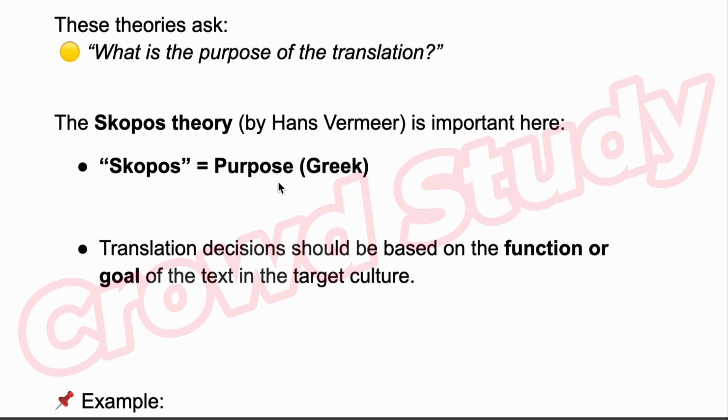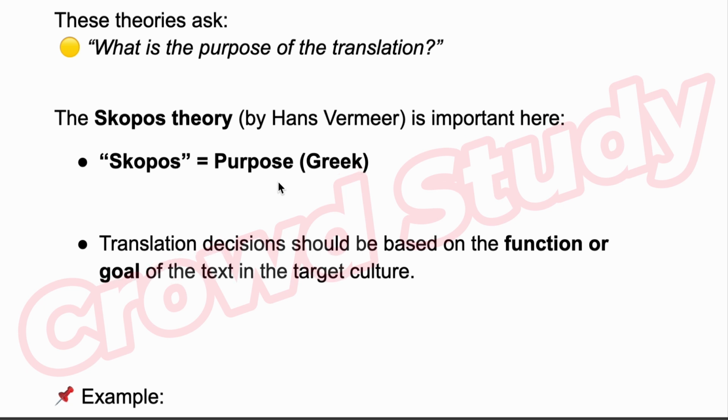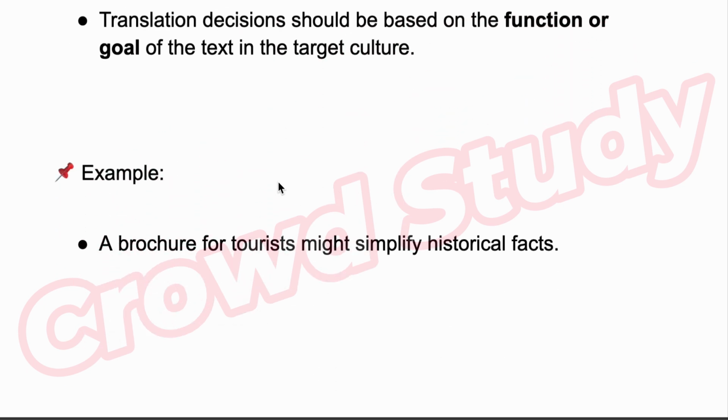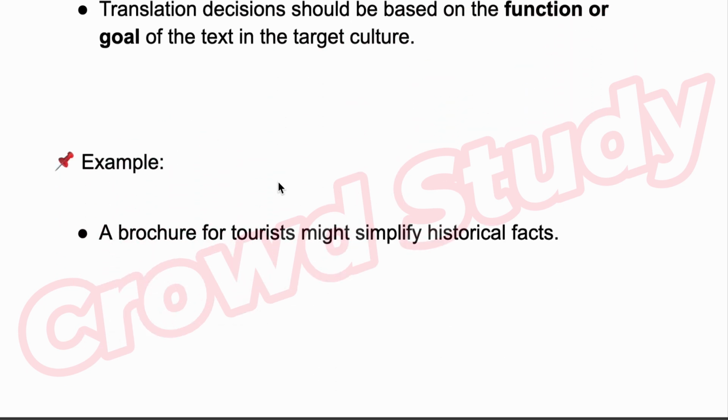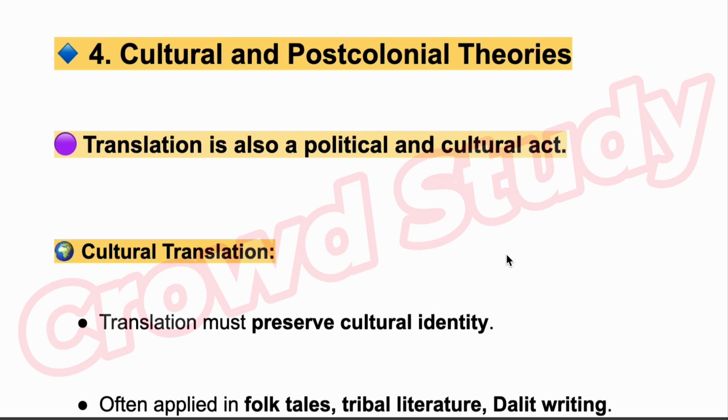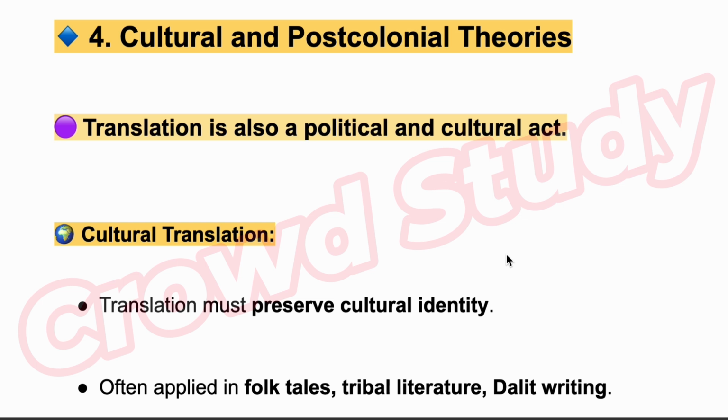Translation decisions should be based on the function or goal of the text in the target culture. For example, a brochure for tourists might simplify historical facts. A literary essay would maintain complex style and details. Number 4. Cultural and postcolonial theories. Translation is also a political and cultural act.